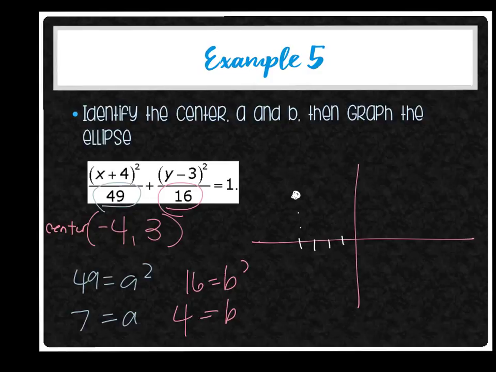Now, which one's my major axis and which one's my minor axis? The A is the major, and the A is under X or Y? A is under X. Everybody sees that? Which means that this is going to be wider than it is tall, which means that from the point I just plotted at my center, I'm going right 7 and left 7. So 1, 2, 3, 4, 5, 6, 7. 1, 2, 3, 4, 5, 6, 7. So it's not where the vertex is now at positive 7 and negative 7, because my center shifted.